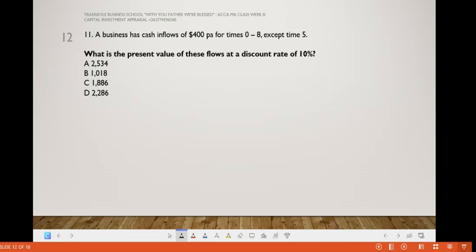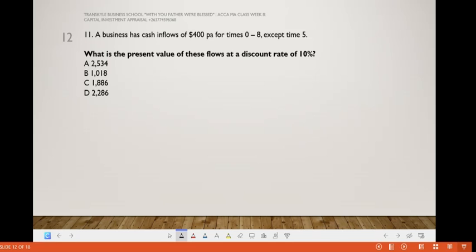Question number 11 is saying a business has cash inflows of $400 per annum for times 0 to 8 except time 5. So the inflows are being received for times starting today up to time 8 except in time 5. What is the present value of these flows at a discount rate of 10%?